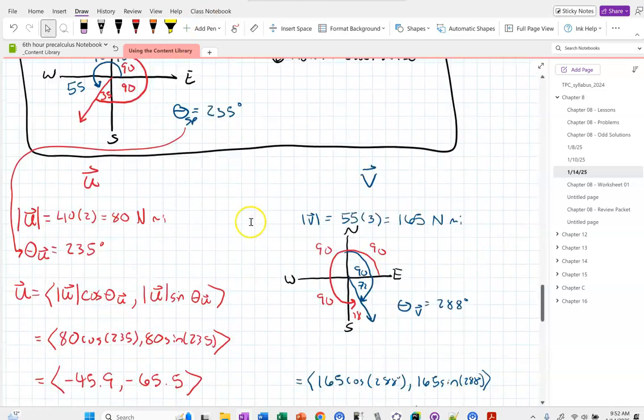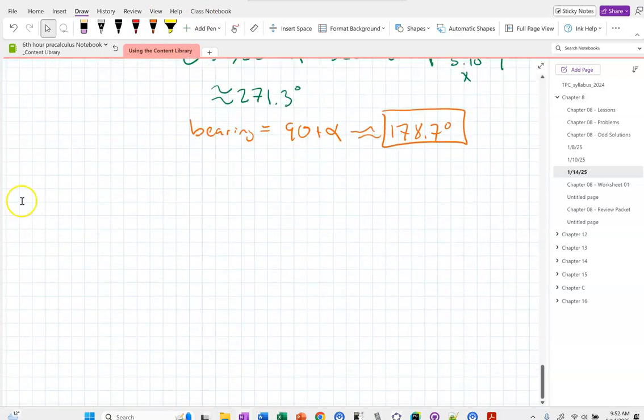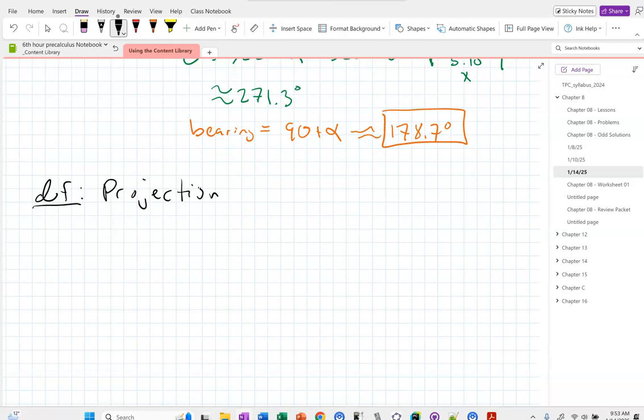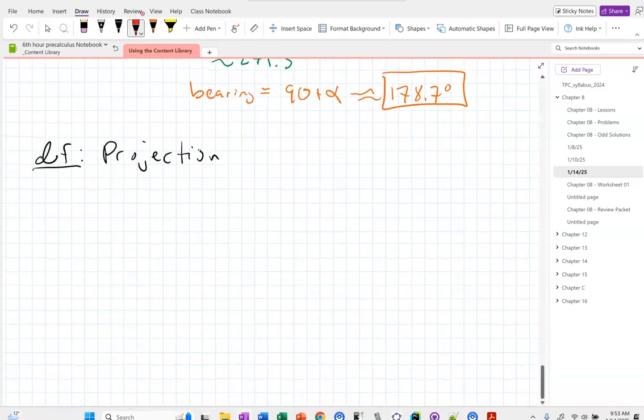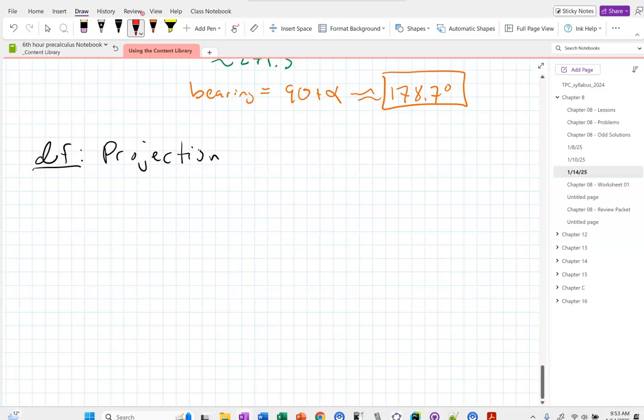All right. The other application that we're going to look at requires a new vector operation that we're going to define here called a projection. So here's the idea. I'm going to start by giving you the graphical version of this because I think it's more helpful than anything else.